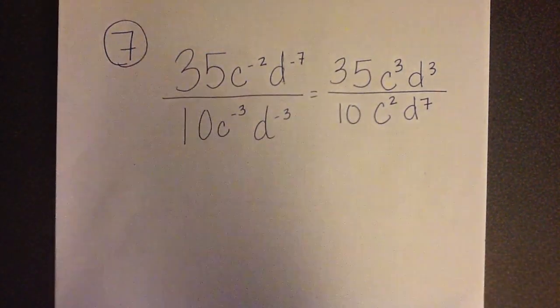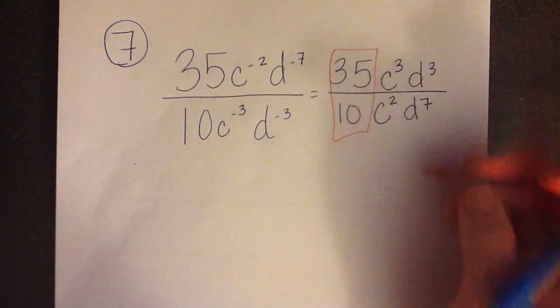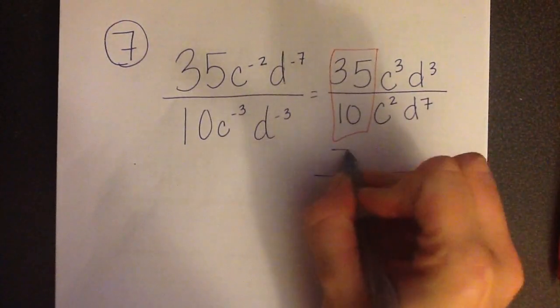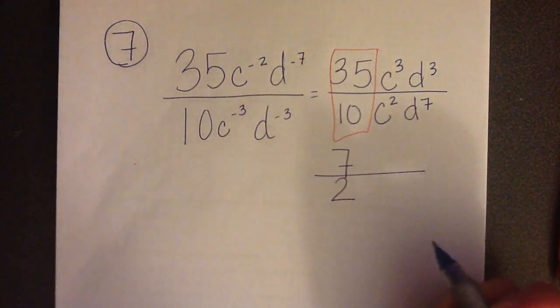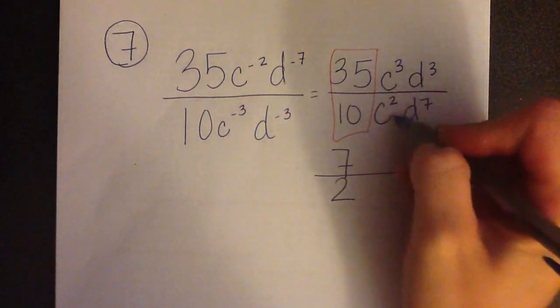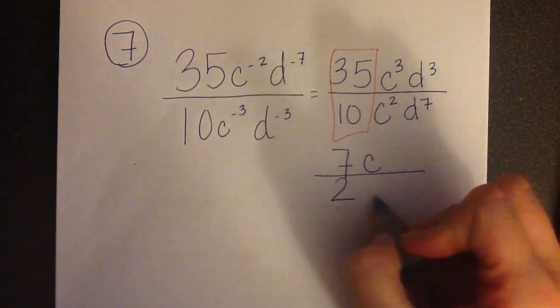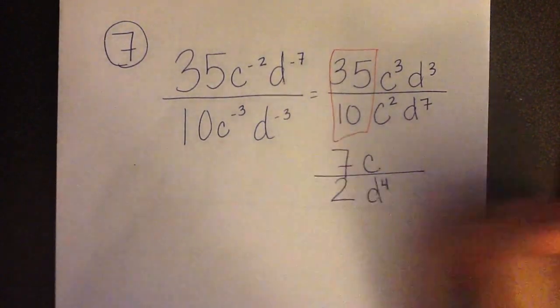Now we can simplify. We have 35 over 10, 5 on top, 5 on bottom. So we have a 2 on the bottom and a 7 above it. Take a 5 out of each. Where do you have more C's? You have more on top, 1 more. Where do you have more D's? On the bottom, you have 4 more.